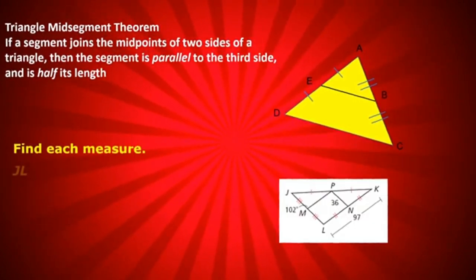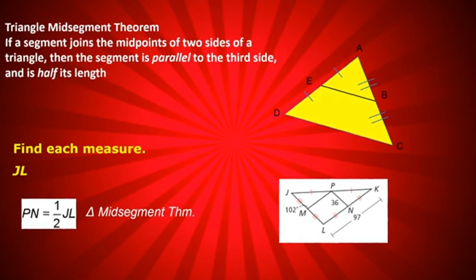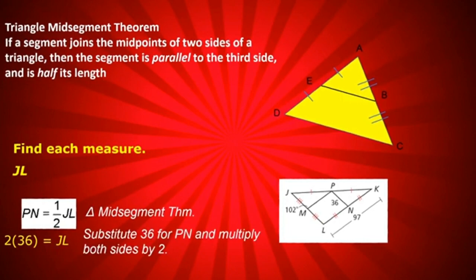So DC is 5. Example: to find JL in this triangle, we can see that JL is opposite to PN, which is a midsegment. PN is 36, so JL is supposed to be double, which is 72 units. 2 multiplied by 36.